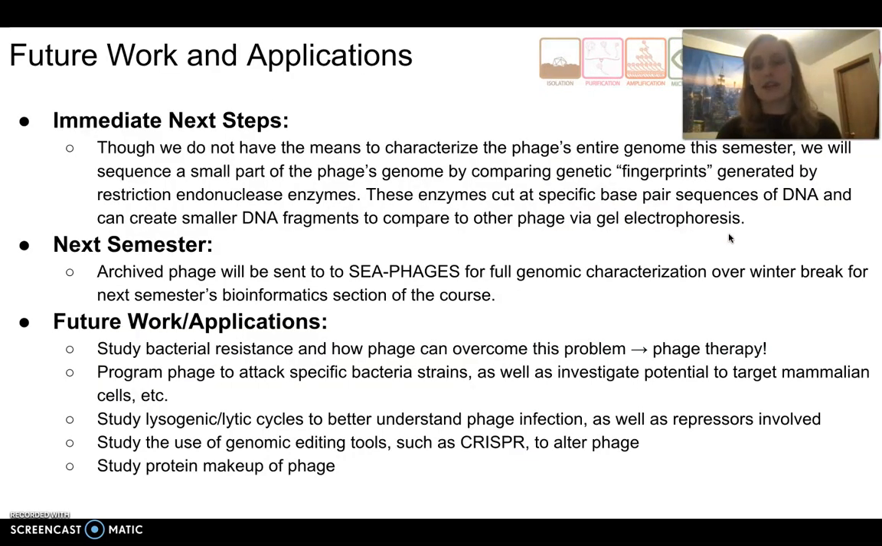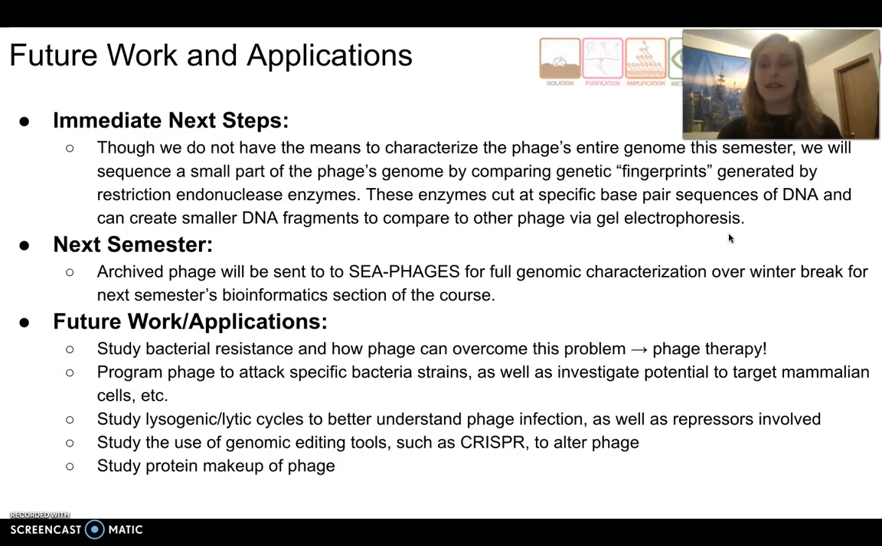So looking at future work and applications, our immediate next step is that we're going to be characterizing small sections of the phage's genome. We can make genetic fingerprints with restriction endonuclease enzymes. We'll be doing that next week, actually. And we can compare to other phage via gel electrophoresis. Next semester, the archived phage will be sent to SEA-PHAGES for a full genomic characterization, and then that genome will be placed into the database and be used in our bioinformatics course.